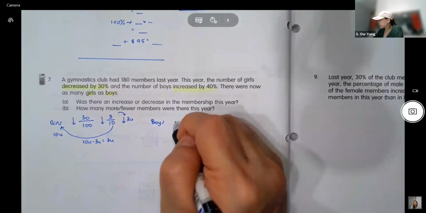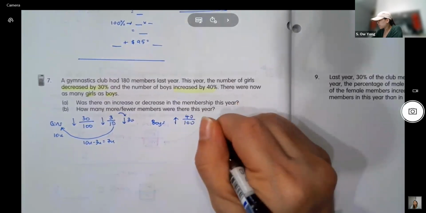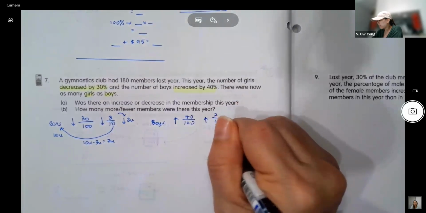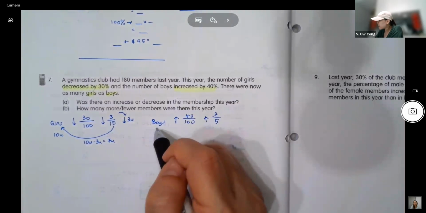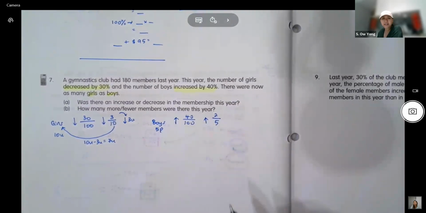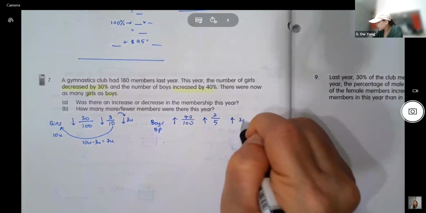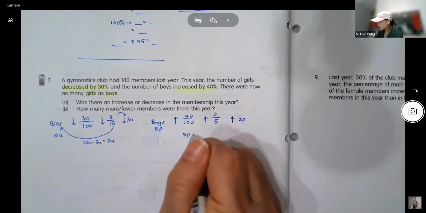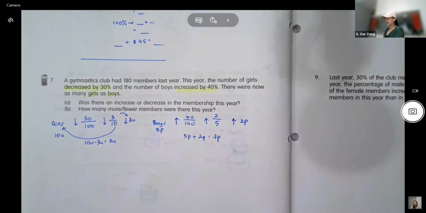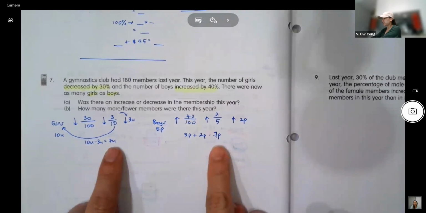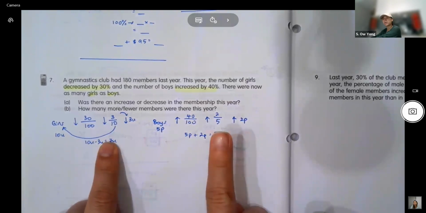For the boys, it increased by 40%. So, the simplest form is 2 out of 5, increased by 2 out of 5. This also means initially the boys have 5 parts. Now increase by 2 parts. So 5 parts plus 2 parts give you 7 parts. And they did tell you, they say, actually there are as many girls as boys. After one decrease, after one increase.